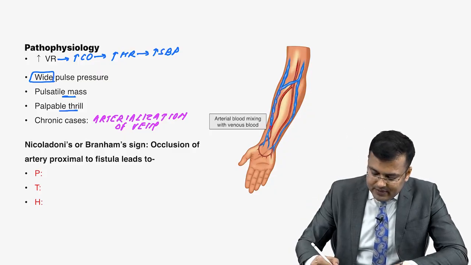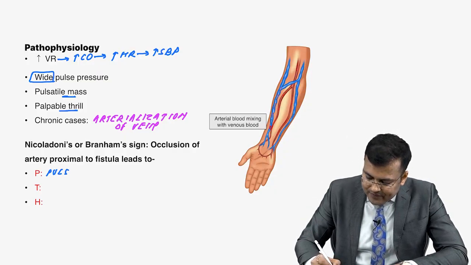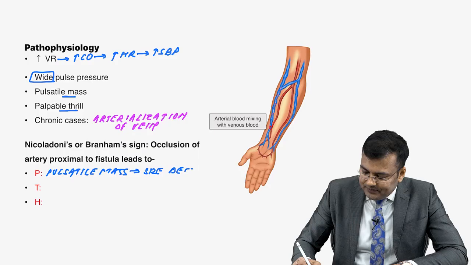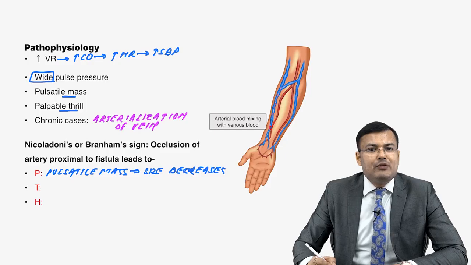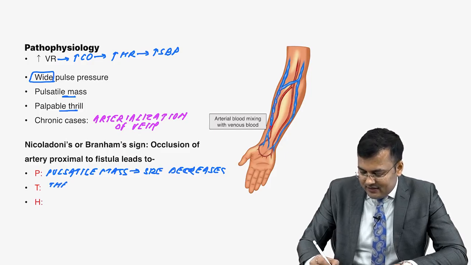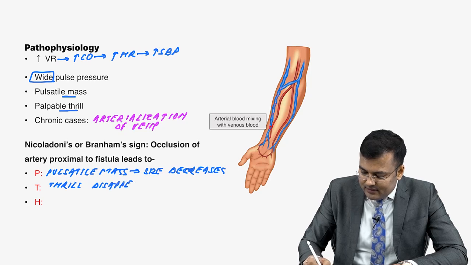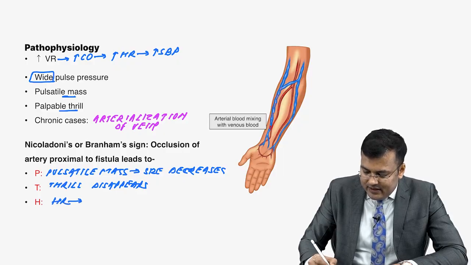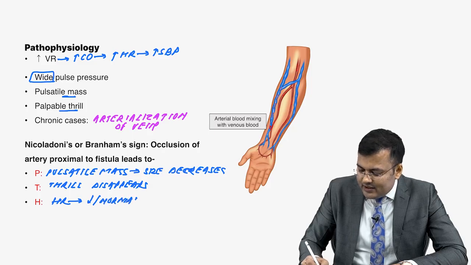So what? Pulsatile mass size decreases, okay. What will happen to thrill? Thrill disappears. And what will happen to heart rate? Heart rate is relatively decreased or normalized.